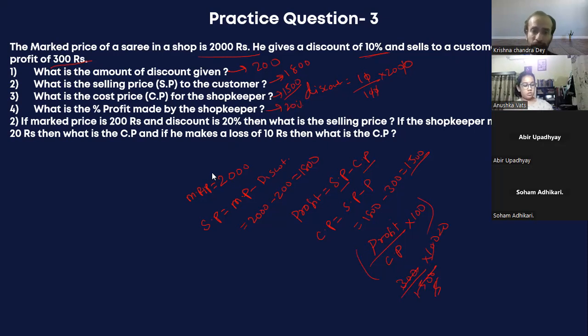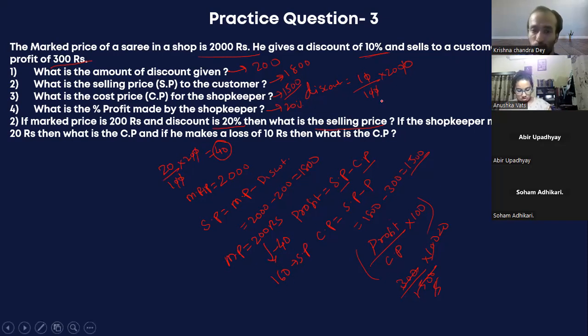And the second one. If the marked price is given as 200 rupees and a discount of 20%, what will be the discount? 20% of 200, which is 40 rupees discount he is getting. So what is the selling price? From the marked price, I have to subtract this 40 rupees, so 160 rupees will be my selling price.